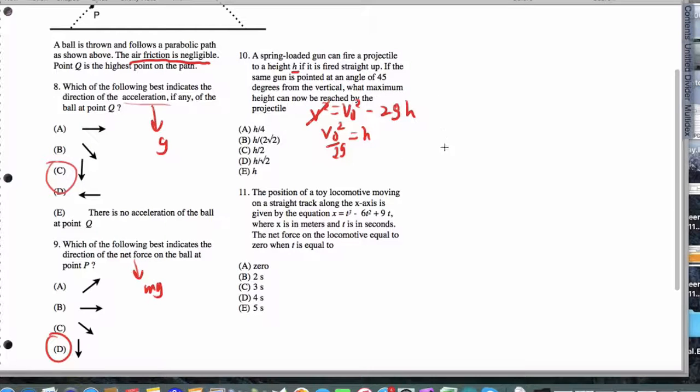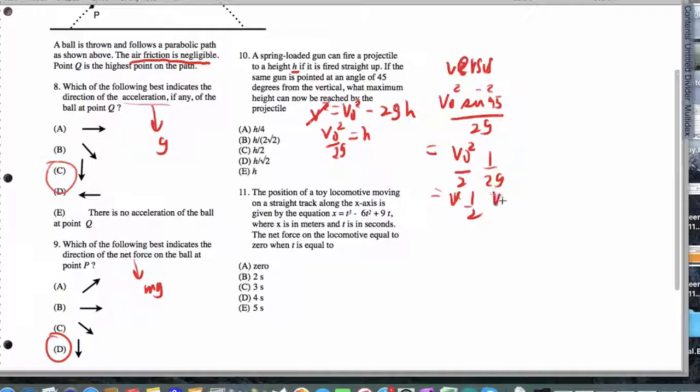It's going to be actually kind of a similar equation. I'm going to skip a lot of steps here. So now my vertical speed is v naught sine of 45 degrees, squared, over 2g, and that's going to give me v naught squared over 2 times 1 over 2g when I simplify this. So what I'm ending up getting is 1/2 times v naught squared over 2g. I know that this part is equal to h, so I end up getting half of my height as my answer. So that's questions 5 through 10.